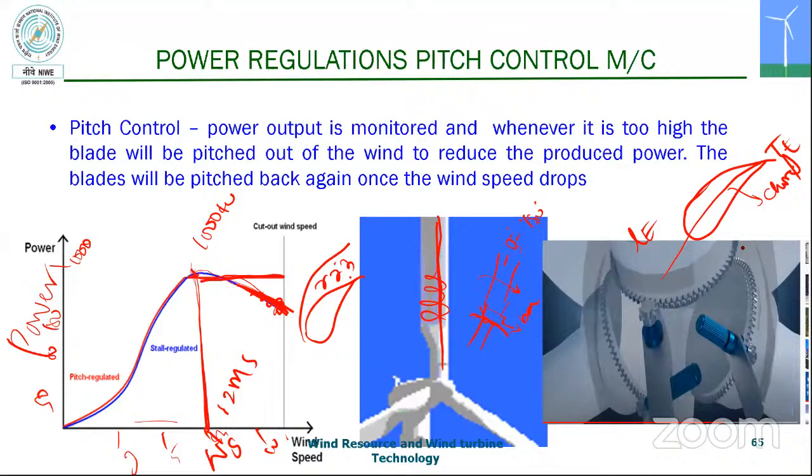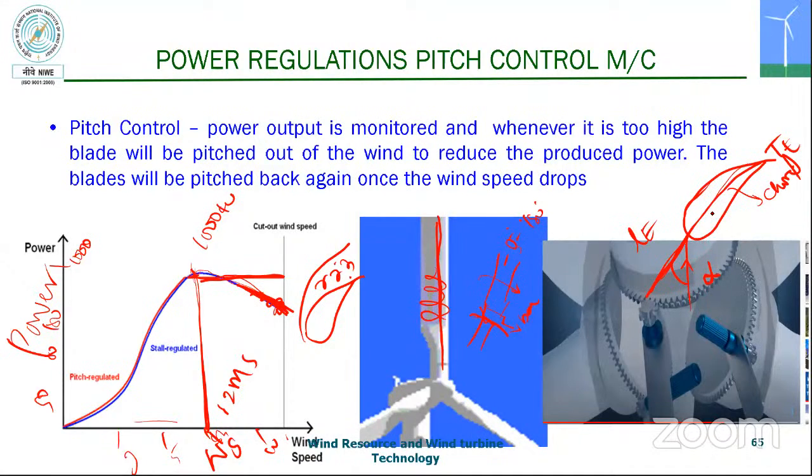So this is the angle of attack. The angle of attack is measured at the leading edge. This is the wind speed, the direction of the wind, and the chord line. That is the angle of attack, alpha.